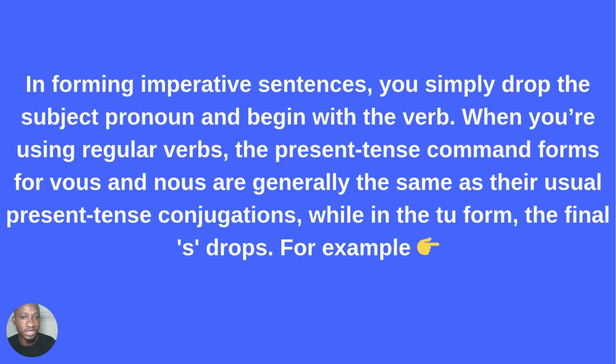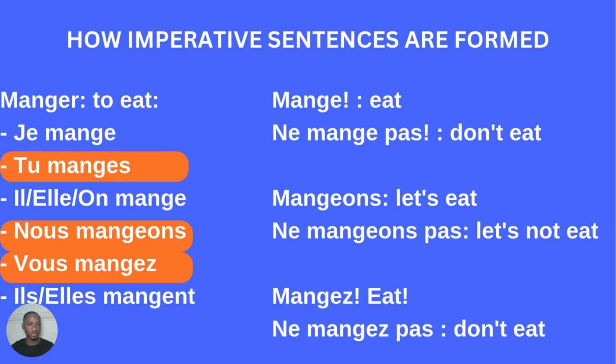All right. So we continue. The present tense command forms for vous and nous are generally the same. That is in the conjugation. However, the one for tu changes a little bit because the final s drops. So we're going to look at how this works. If you look at your screen right now, you'll see the conjugation of the verb manger. Je mange, tu manges. The conjugations with the orange highlighter are what has to do with imperatives. The other ones have nothing to do with imperatives because you can only say eat, as in you eat, or you guys eat, or let's eat.